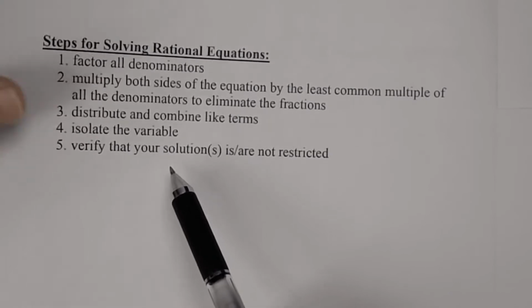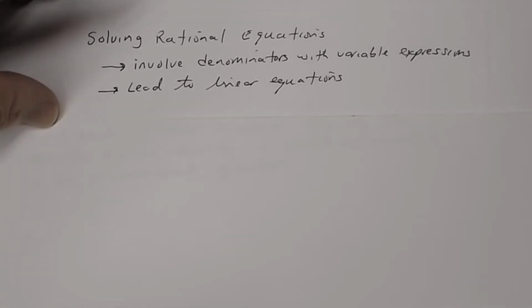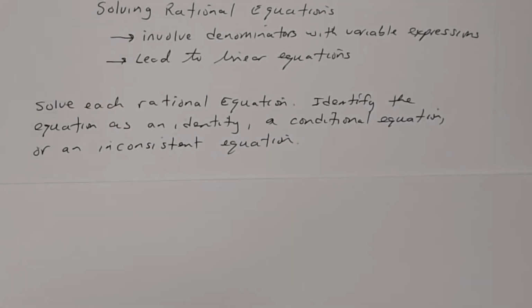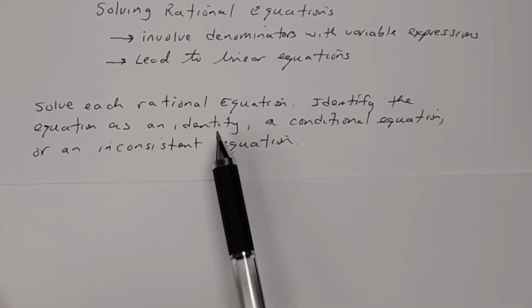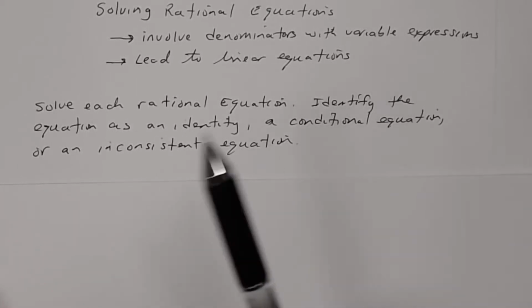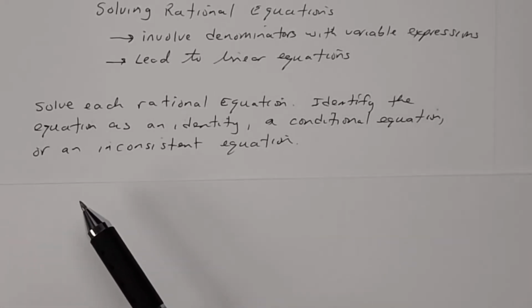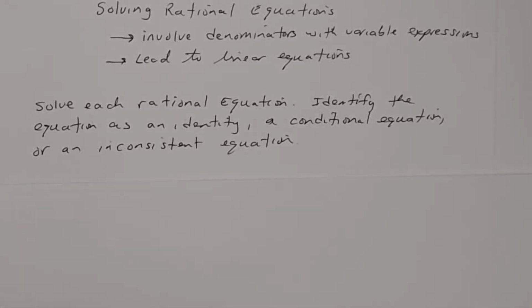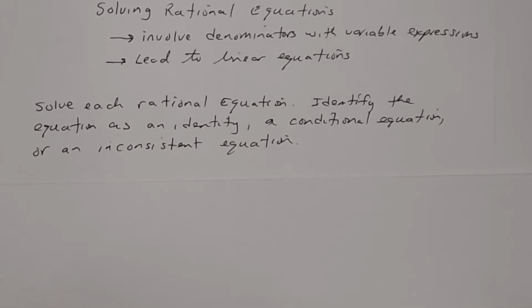And one of the other things you want to do in this particular set of examples is this. We looked at those words in previous lessons, but you also want to identify the equation as an identity, a conditional equation, or an inconsistent equation. Okay, so let's remind ourselves what an identity, a conditional equation, or an inconsistent equation is.